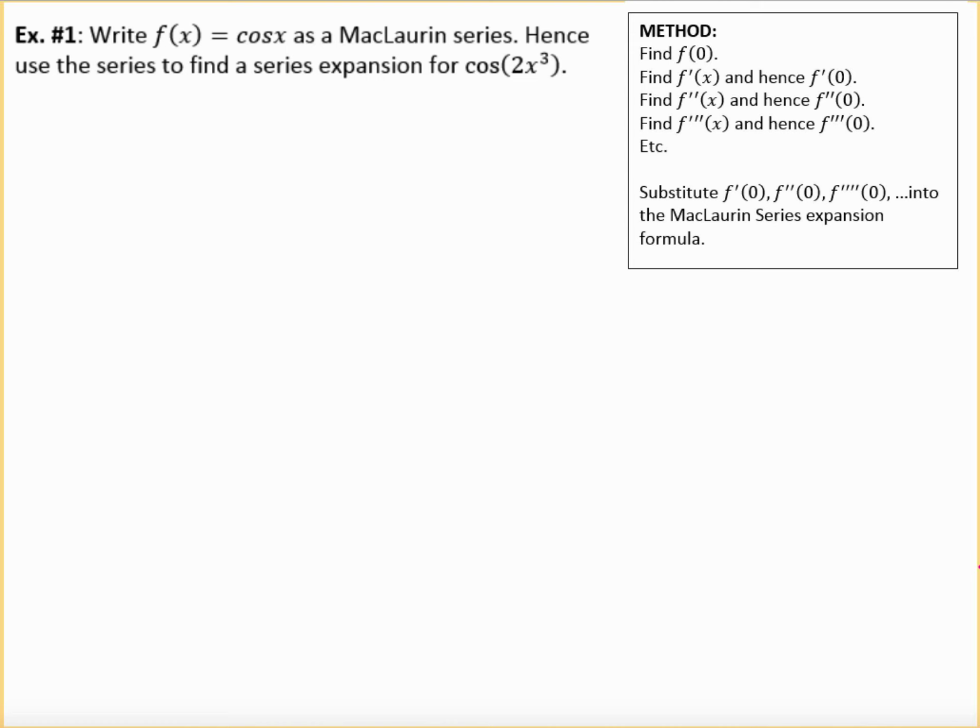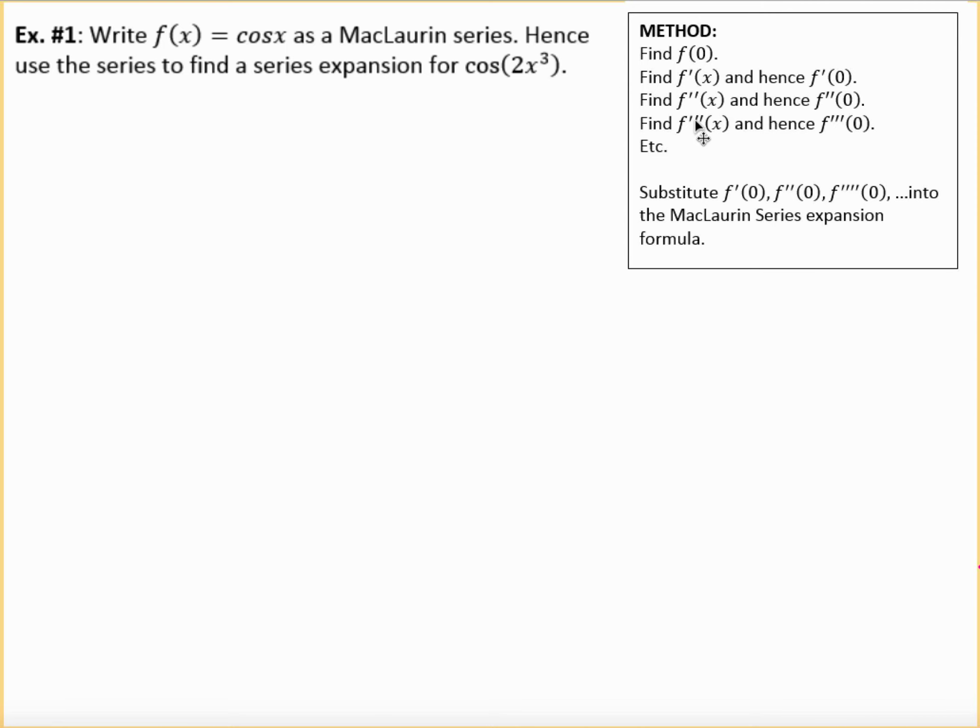So we're going to write our warm-up problem, f of x is equal to the cosine of x, as a Maclaurin series. And then after we've done that, we're going to use the series to find a series expansion using, instead of cosine of x, changing our angle up a little bit and using an argument of 2x cubed. So here's my plan. I'm going to start by finding the original function at 0, because this is a Maclaurin series. We're going to be centered at 0.